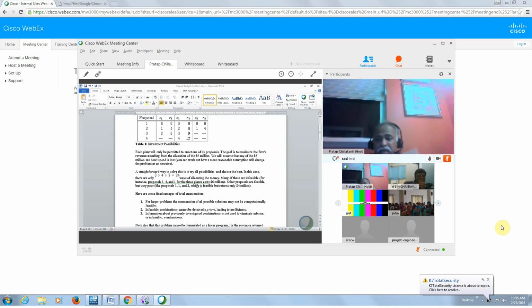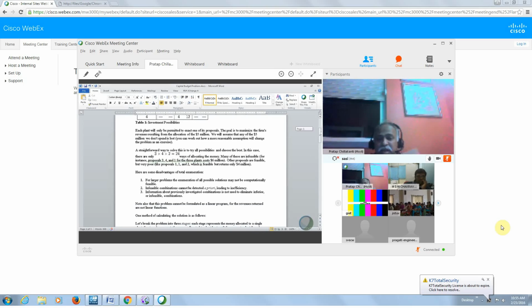Okay, and then you have obviously which are very bad proposals, like for example this one, like proposal 1, 1 and 2 returns only 4 million. The goal is to maximize the revenue. Now why we don't want to do total enumeration other than for toy problems? Because the problem set or the sample space is going to be humongous, right? It's a no-brainer. By now you have learnt enough computer science stuff in your classes, you know that enumeration doesn't work for these large and complex problems.